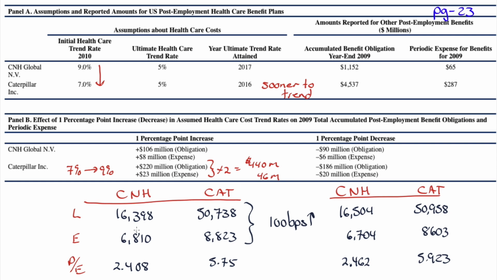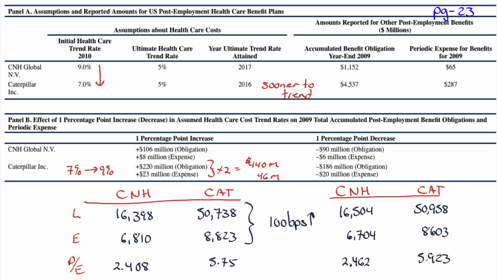But we are given numbers for liabilities, equity, and an initial debt equity ratio for both CNH and CAT, and I've replicated them. They look like this. We'll make the assumption that the liability numbers here are the appropriate numbers to do a debt equity ratio on. And this is what we get. And let's look what happens if there's a 100 basis point increase in this assumption for both companies. In other words, CAT will go from 7 to 8, and CNH goes from 9 to 10.